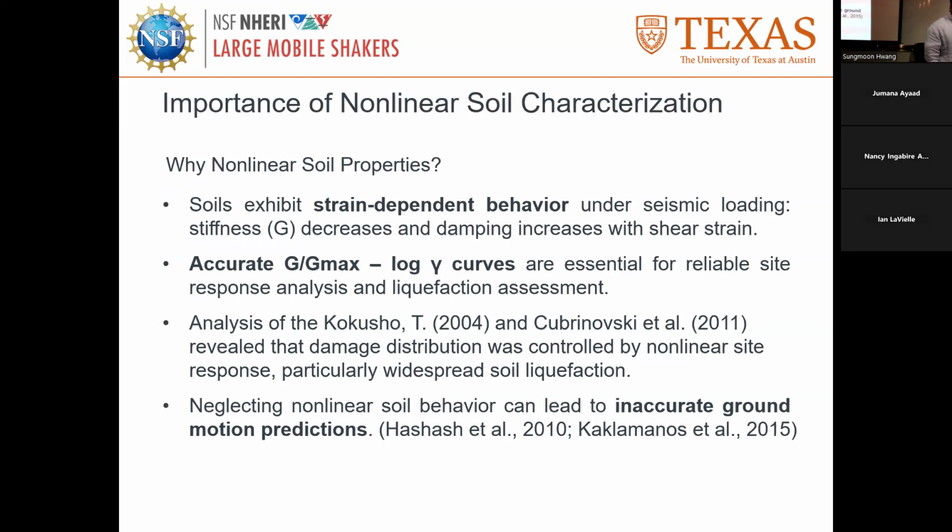So why is nonlinear soil property measurement important? Everybody knows soil exhibits strain-dependent behavior. With larger displacement and larger strain, the stiffness decreases and damping increases with shearing strain. So accurate properties are essential. If you fail, that will result in inaccurate ground motion predictions, and also inaccurate liquefaction assessment.